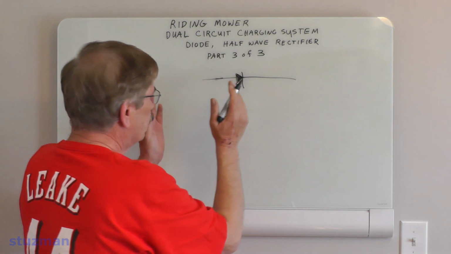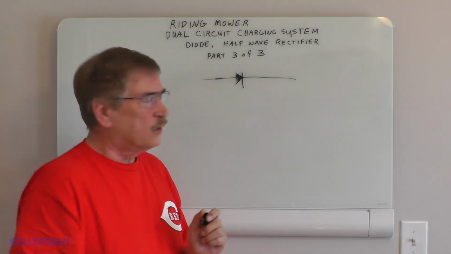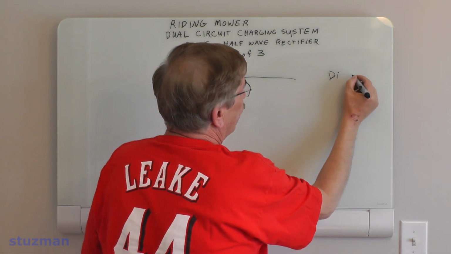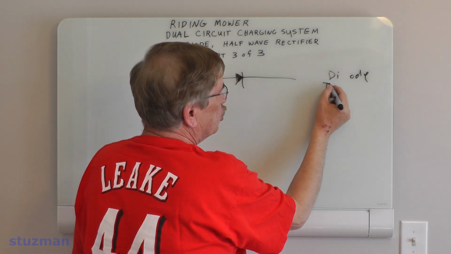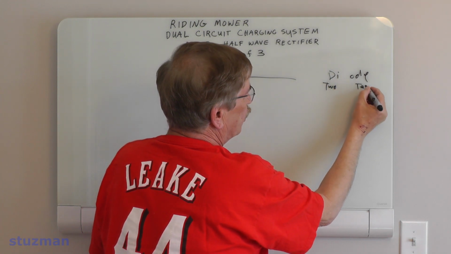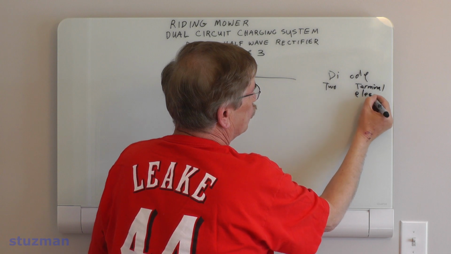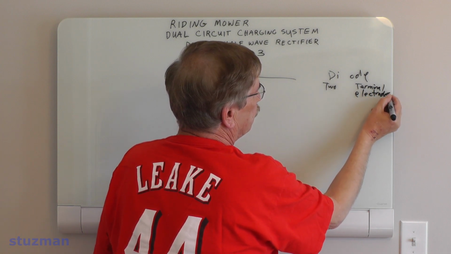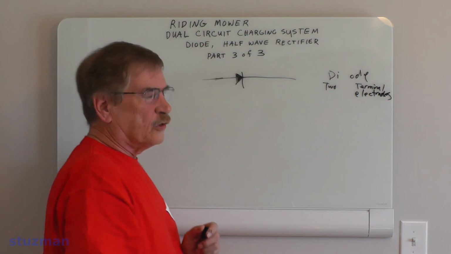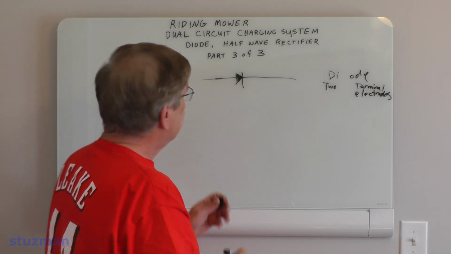Alright, the diode is a two-terminal device. That's where the name comes from: di means two, ode means terminal, or if you want, you can think of it as electrodes. So, it's a component that has two terminals.